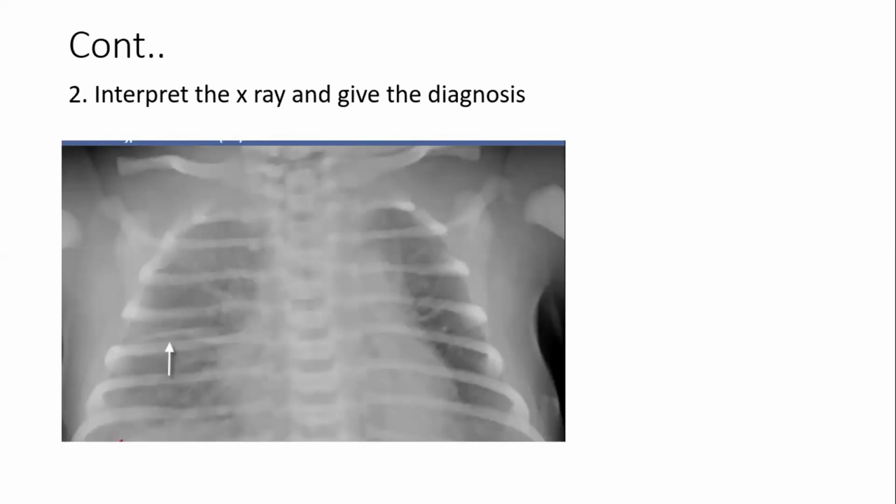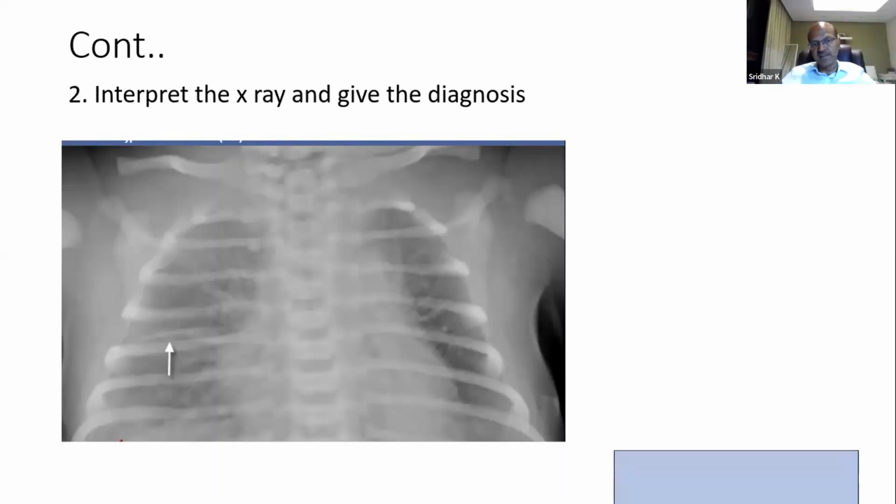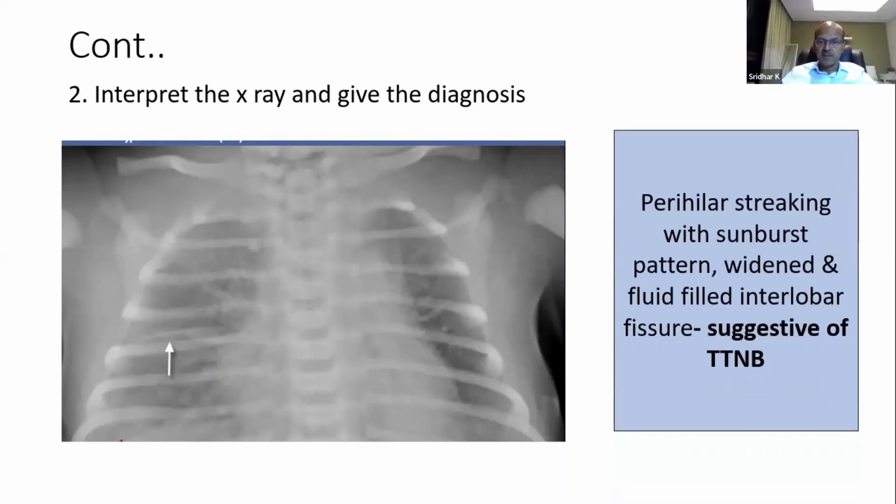So to interpret the X-ray, I would like to have a history, sir. If it is the same baby, it could be more of TTNB. There is sunburst appearance also, so it is more suggestive of TTNB. Yes. So, I mean, this is the same baby. And yeah, proceed. Yes, Dr. Netra.